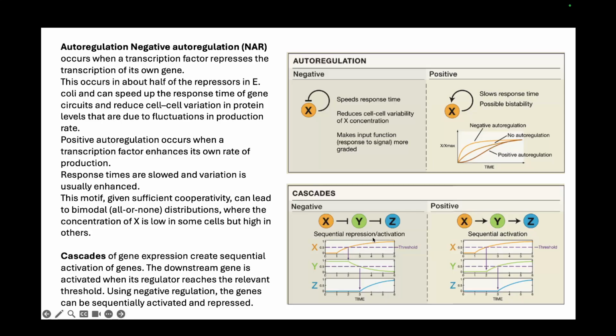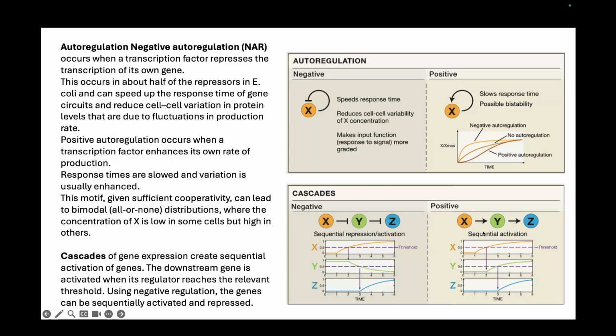So X will increase after a certain time. Now since X is inhibiting Y, Y will decrease. Now since Y is inhibited, Z will increase, because Y was inhibiting Z. If the concentration of Y is low, Z will increase. So you see here at this point, Z increases while Y is coming down.